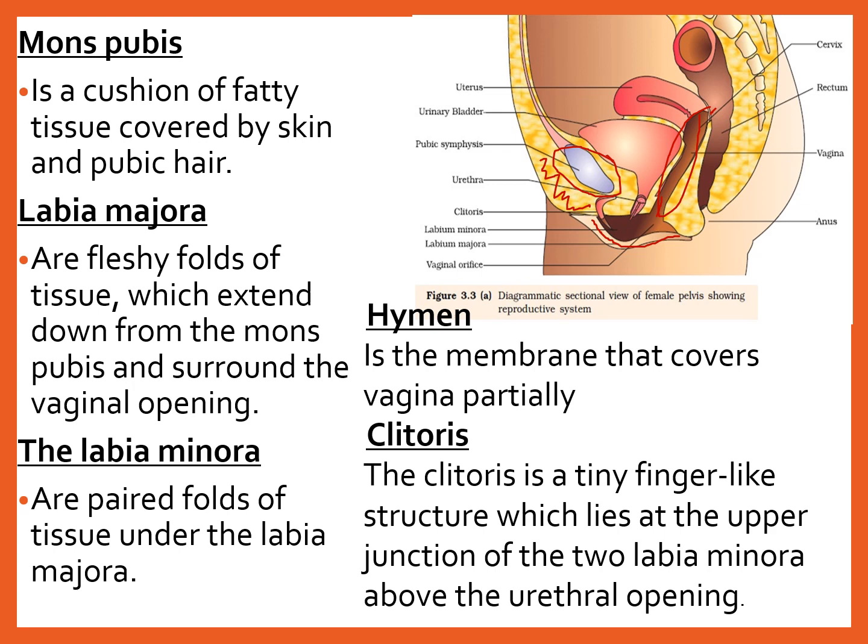Clitoris. Clitoris is a tiny finger-like structure which lies at the upper junction of the two labia minora, and it is above this urethral opening. This is the urethral opening, and above this urethral opening you have the clitoris. And other parts you can see, which is urinary bladder. Here you have the uterus, and behind them you have the rectum.